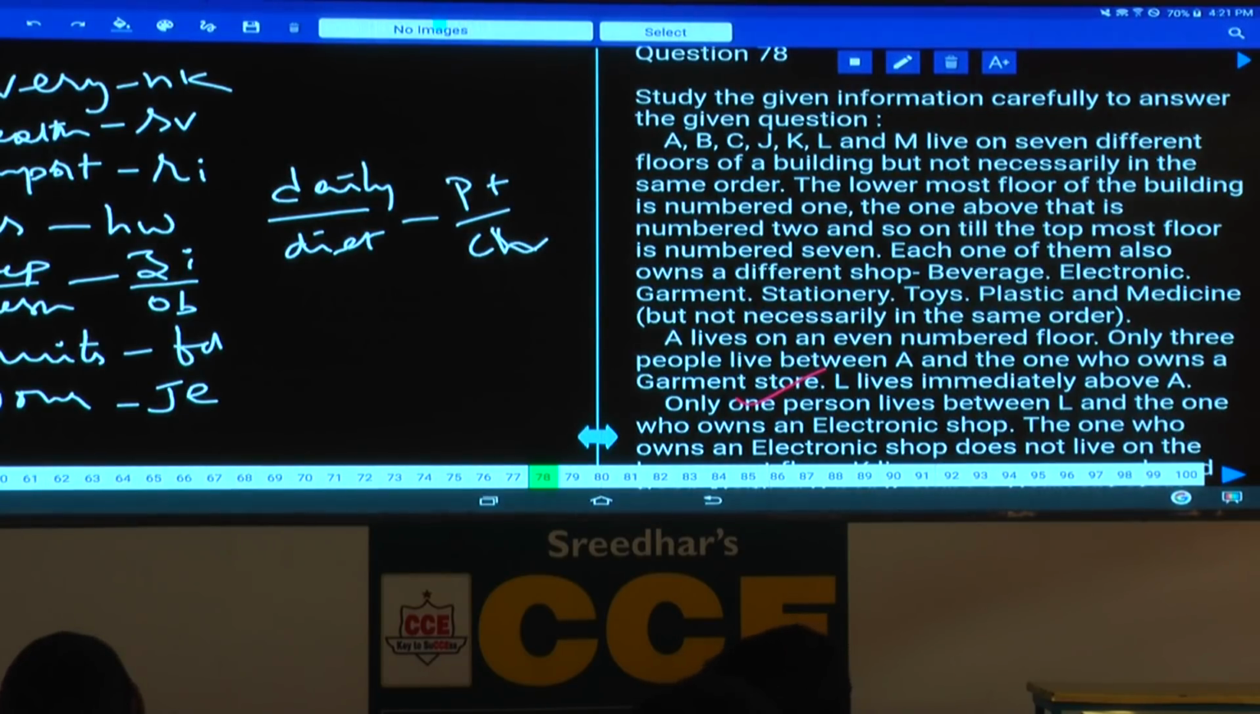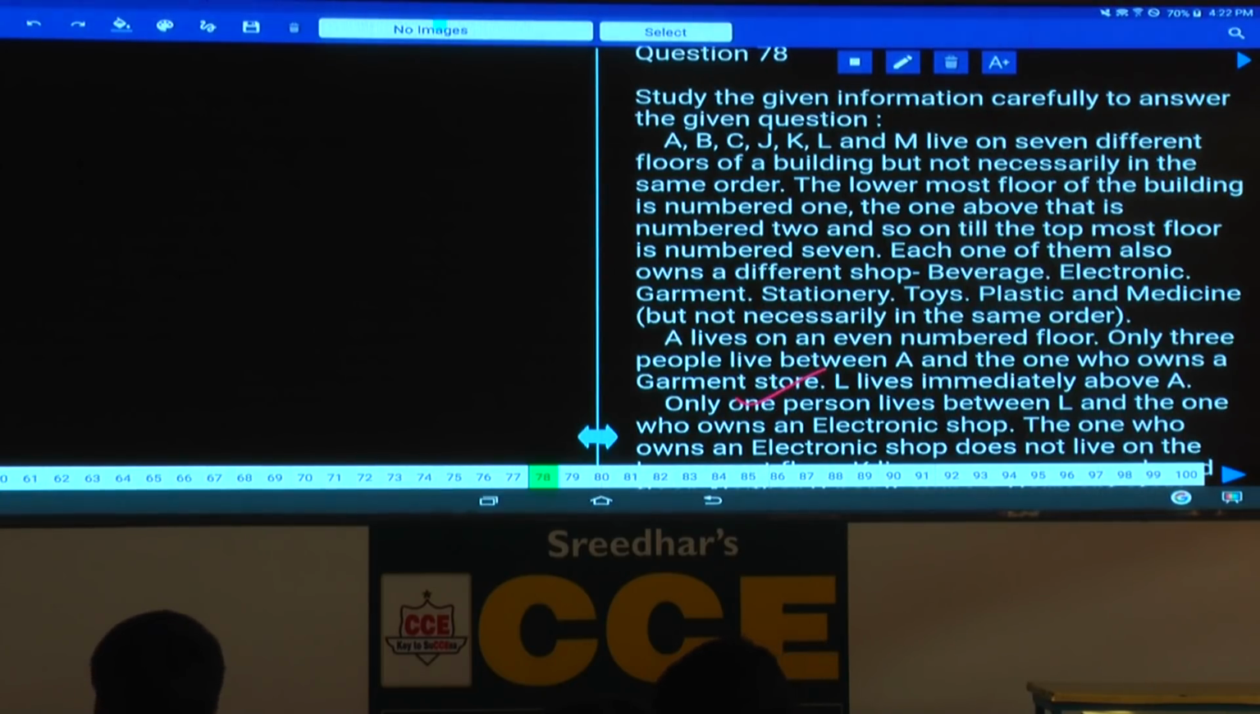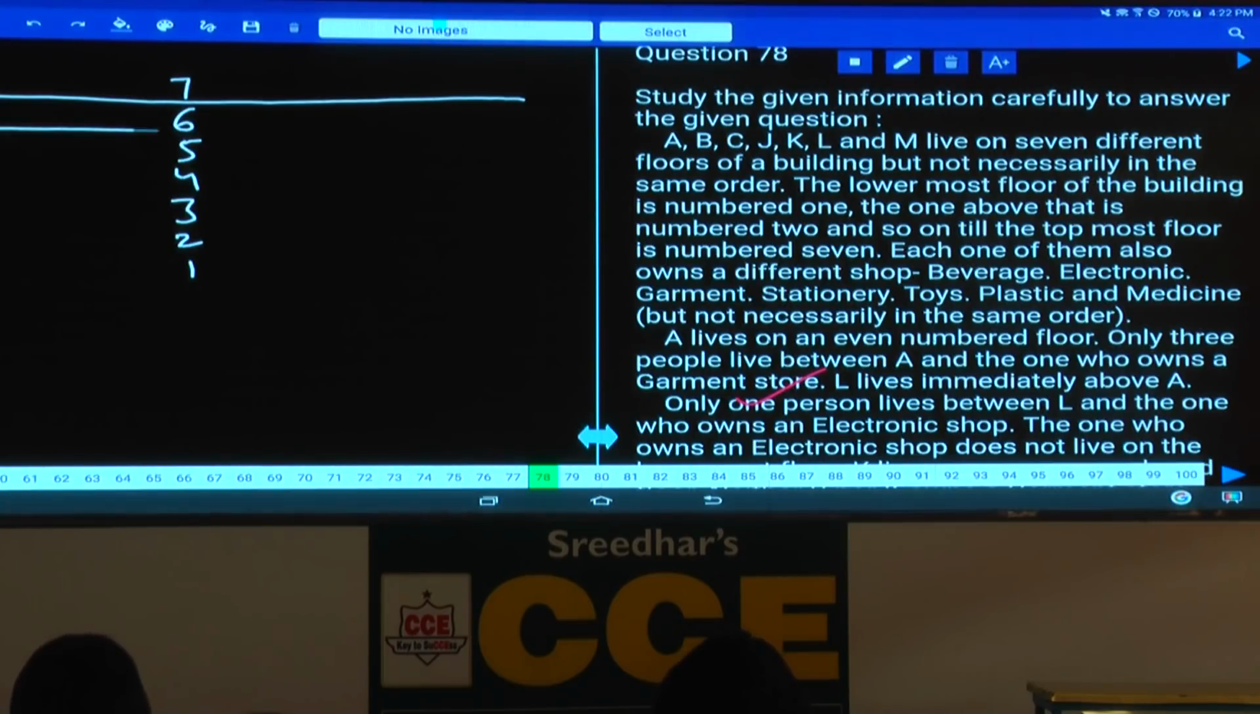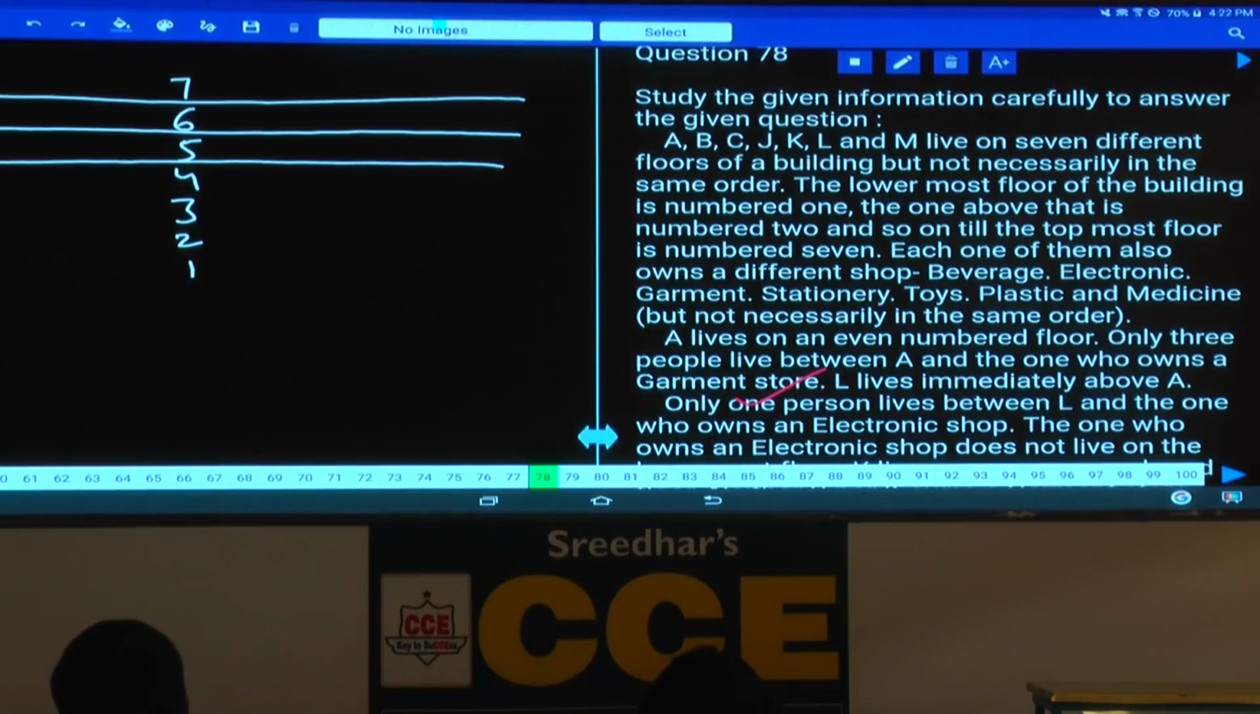Then question number 78 onwards. Now this 78 is based on floor arrangement. A, B, C, J, K, L and M live on 7 different floors of a building: 7, 6, 5, 4, 3, 2, 1. There are 7 persons staying on these 7 floors, and each one of them owns a different shop. Their different shops are also clearly given.